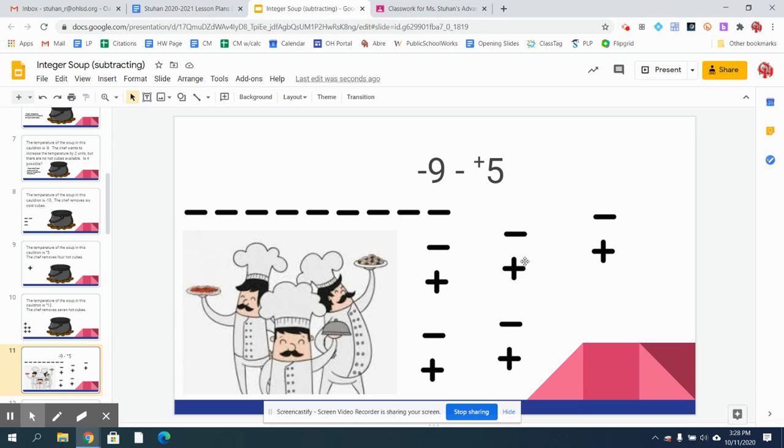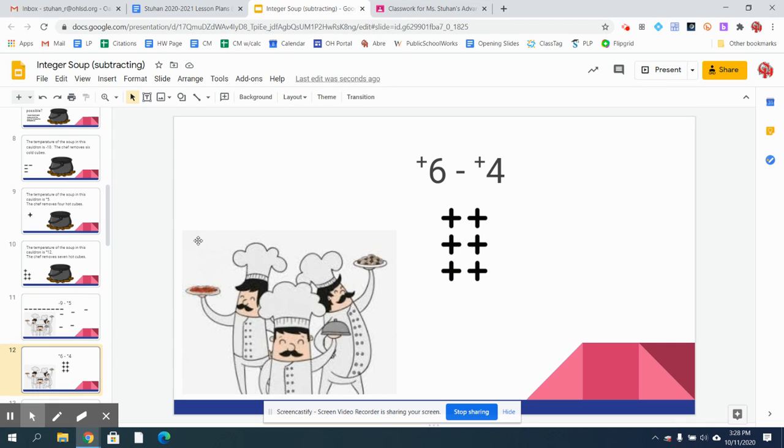So I've added 0 five times. But now I have 5 positive cubes, or hot cubes, I can take away. So there's 1, 2, 3, 4, 5 negatives that I've taken away. And what am I left with? Well, I'm left with my original 9 negatives plus an additional 5 negatives. So my total temperature of my soup is now negative 14. That's a little confusing, so we're going to practice that a little bit more.